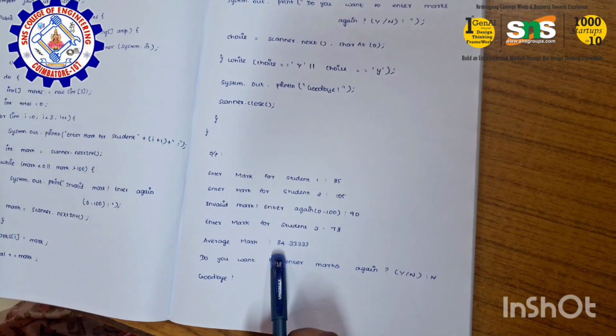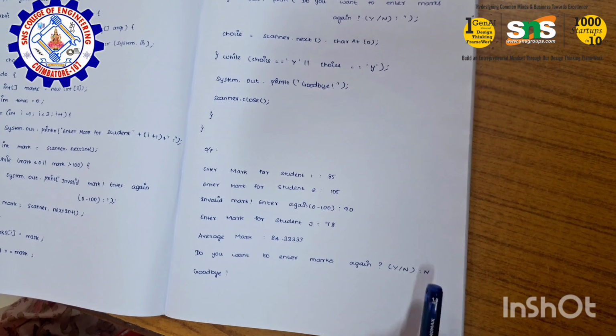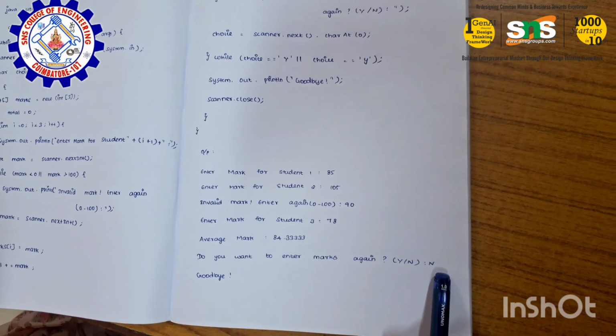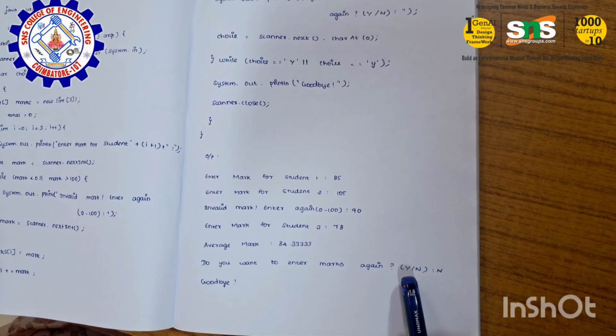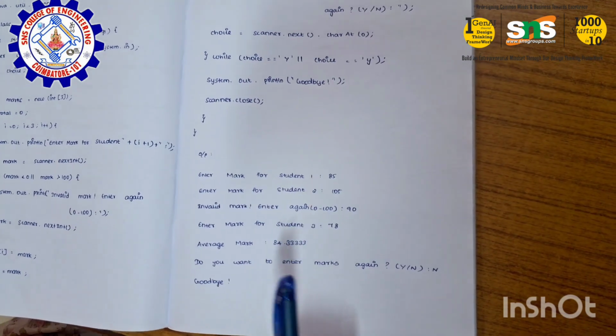So we are calculating the average and the loop asks do you want to repeat. If we enter n, which means the loop ends. If we enter y, again the loop moves on to student 1 and the loop continues.